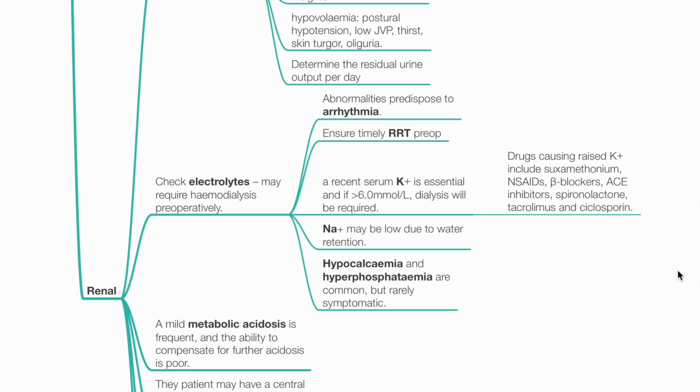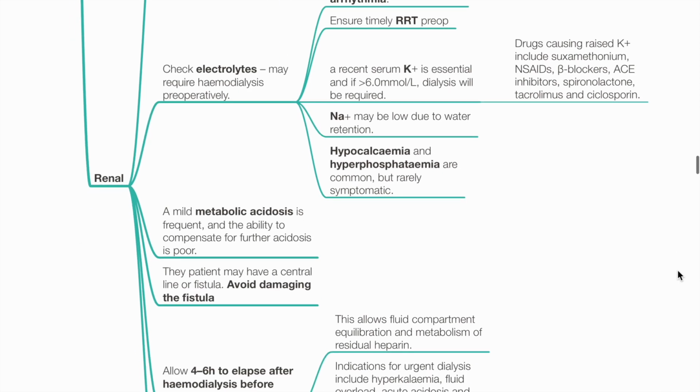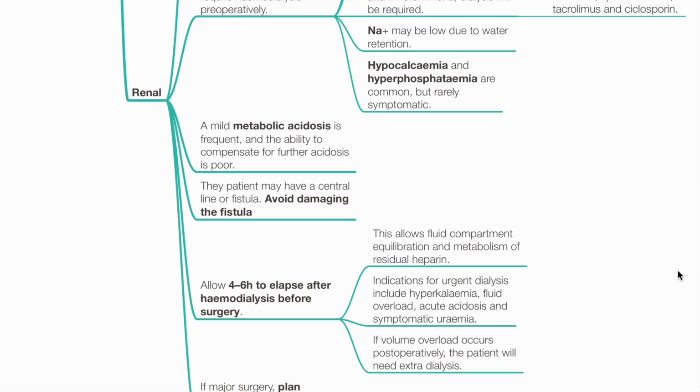Serum sodium may be low due to water retention. Hypocalcemia and hyperphosphatemia are common but rarely symptomatic. A mild metabolic acidosis is frequent. The ability to compensate for further acidosis is poor. The patient may have central line or fistula.